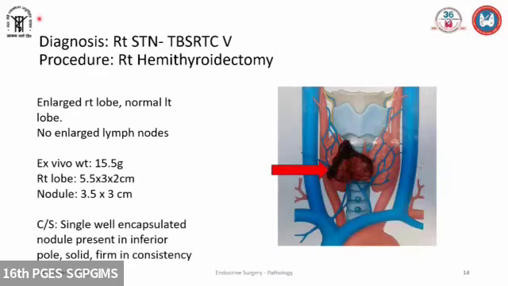So we had a diagnosis of right solitary thyroid nodule, Bethesda 6, and since it was a well-defined lesion with less than 4 centimeter largest diameter, the patient was scheduled for right hemithyroidectomy. She underwent the same. We can see here in the specimen a well-defined solitary thyroid nodule, which measured approximately 3.5 by 3 centimeters. The final histopathology of the same will be discussed with Dr. Anurag. I invite him on the stage for the same.